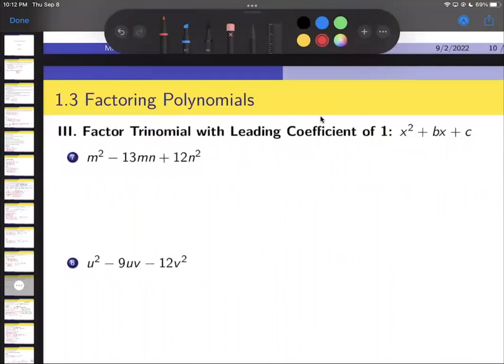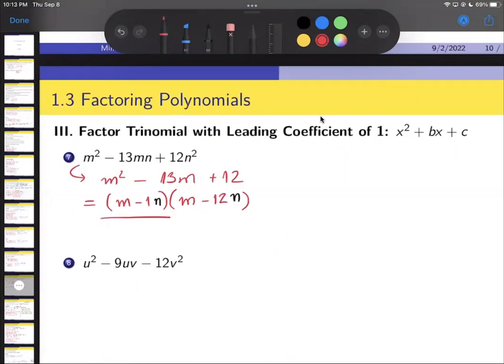So first we're going to factor m squared minus 13m plus 12. We ignore the n for now, right? So two numbers that multiply to 12 and add to negative 13. I see 12 and 1, so minus, right? Negative 1 times negative 12 is positive 12. We add them together, we get negative 13. And now you plug the n back in. Now put the n back. That's it. That's all you do.